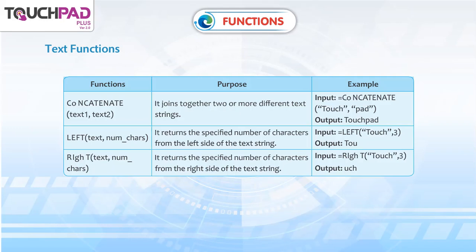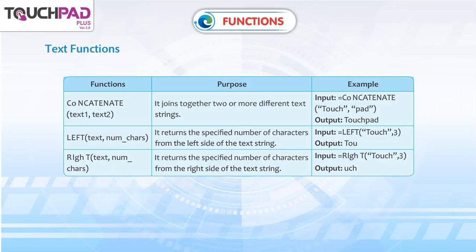It returns the specified number of characters from the left side of the text string. Input: =LEFT("touch", 3). RIGHT(text, num_chars). It returns the specified number of characters from the right side of the text string. Input: =RIGHT("touch", 3).